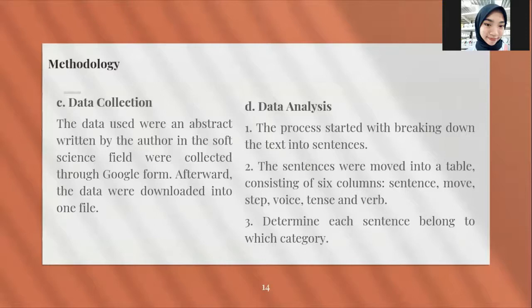For the data analysis, first, the process started with breaking down the text into sentences. Then the sentences were moved into a table consisting of 6 columns: sentence, move, step, voice, tense, and verb. And the last one, determine each sentence belonged to which category.